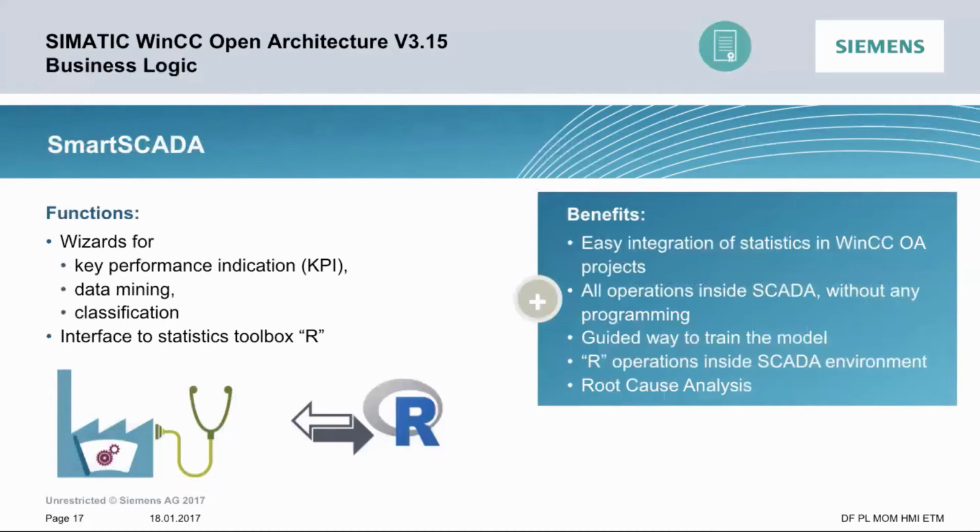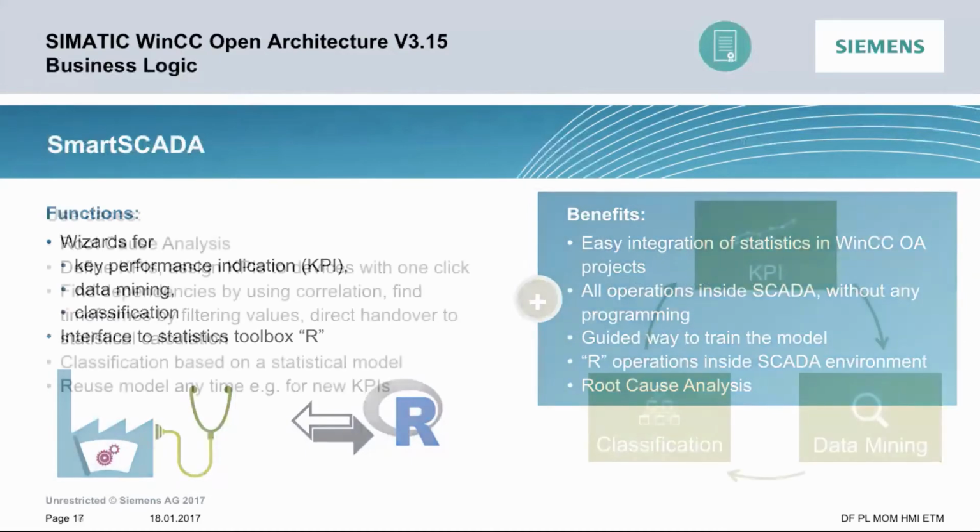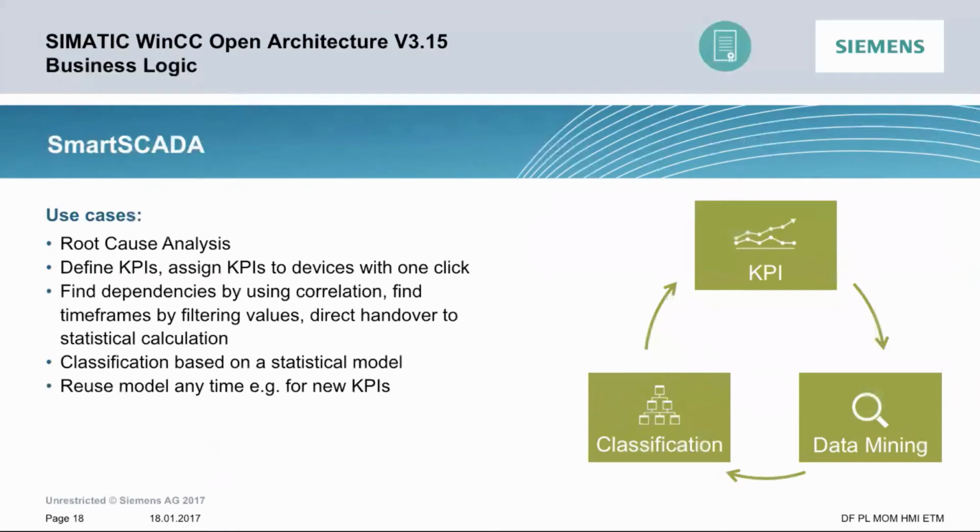Use cases to provide a heavy root cause analysis capability, define key performance indicators to all devices with one click, and then find dependency by using correlation. Data correlation, define timeframes, filter values, being able to look at all data, correlate it, and then slice it on whatever values that you need, whether it's a week, hourly, minute, monthly, to be able to find those underlying challenges within your system that you can focus on continuous improvement with.